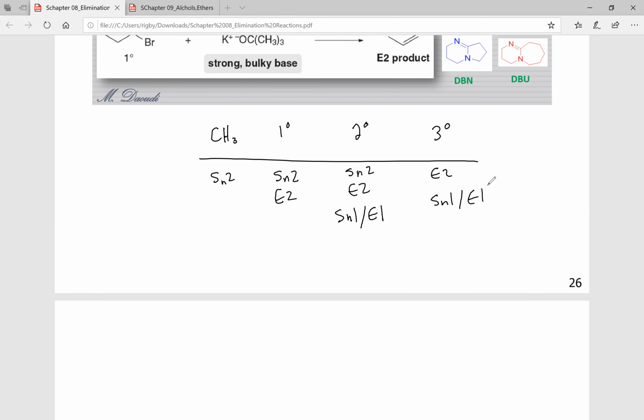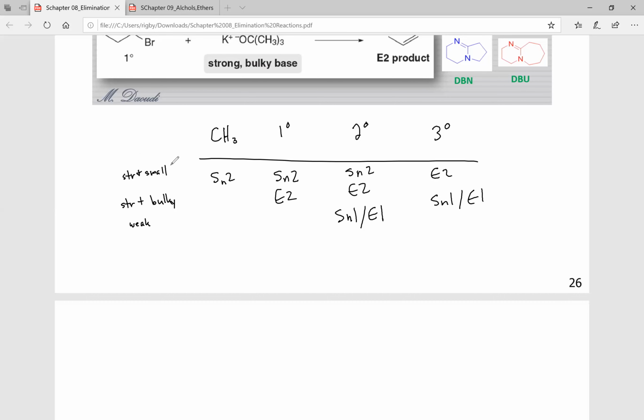Okay? And so now what we have to do is compare what we're using as our base or our nucleophile. E2 likes a strong and bulky base. Because again, if it's bulky, it's not going to want to go through SN2. And SN1 and E1, they like a weak nucleophile, weak base. SN2 likes a strong and small nucleophile. Okay, I'm going to make a better chart later. This is just a hard and fast chart.